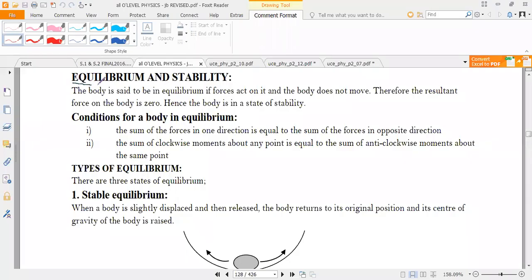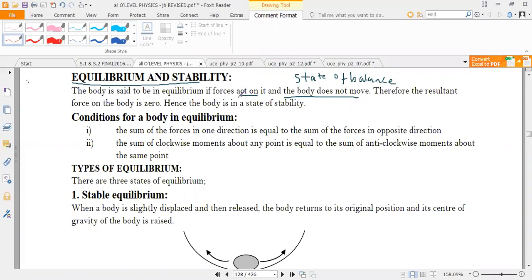So if you talk about equilibrium and stability, a body is said to be in equilibrium if forces act on it and it does not make any motion or does not move, we conclude that that body is in equilibrium. So equilibrium is a state whereby a body is balanced and it experiences no resultant force. Equilibrium can also be called a state of balance.